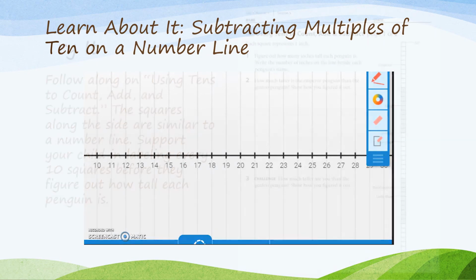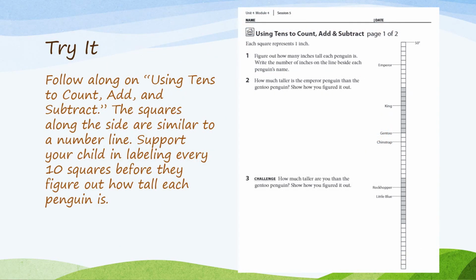Now let's try. You can try this on your own by completing using 10s to count, add, and subtract. The squares along the side are similar to a number line. You can label every 10 squares or every square if you want to. So for example, starting at the very bottom, we could count up by 10. 1, 2, 3, 4, 5, 6, 7, 8, 9, 10, and then label right here.